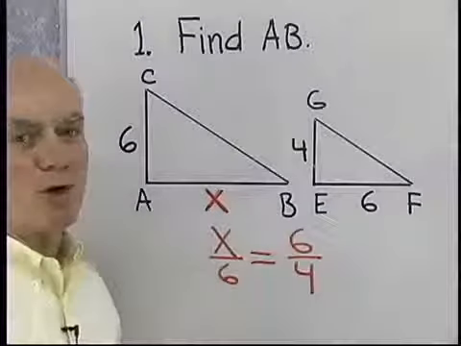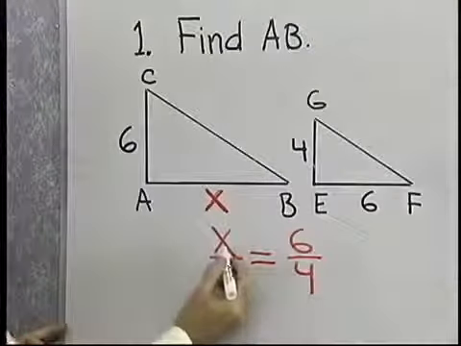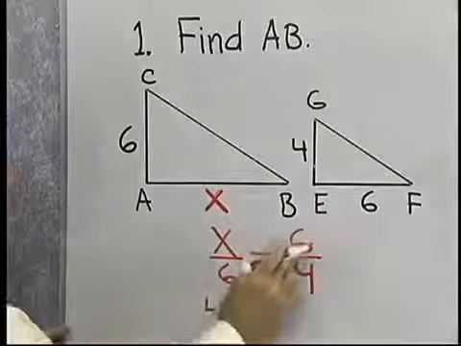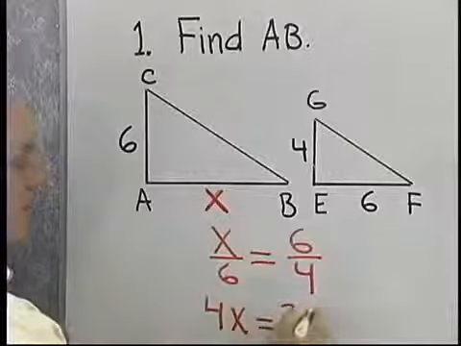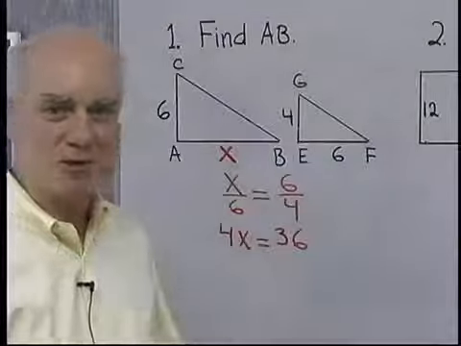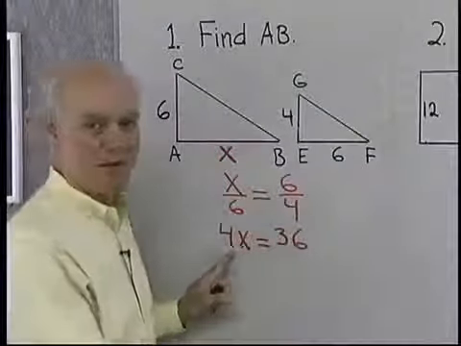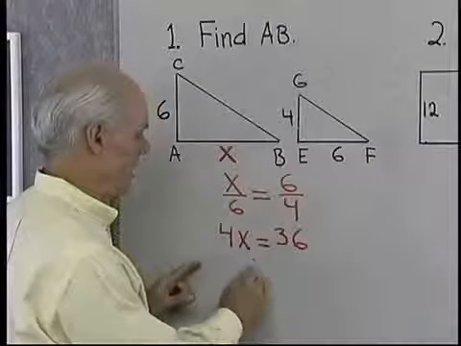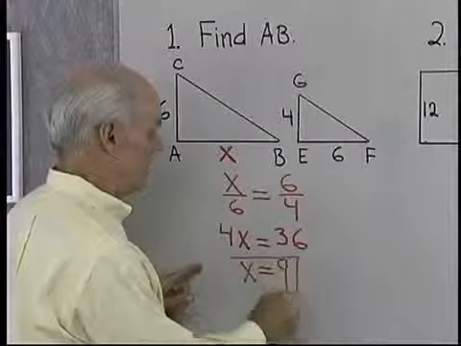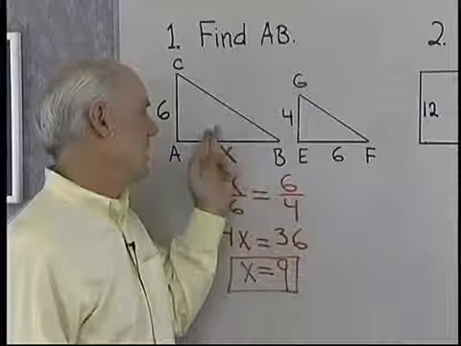Okay, so now I have my proportion. What I'm going to do is use my means extreme property to solve this proportion. So I'm going to say X times 4 is 4X, and then 6 times 6 is 36. Let's see, 4 times X is 36. If I divide both sides of this by 4 or multiply both sides by 1/4, I end up with X is equal to 9.